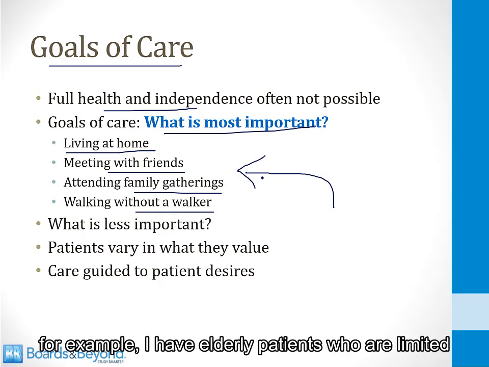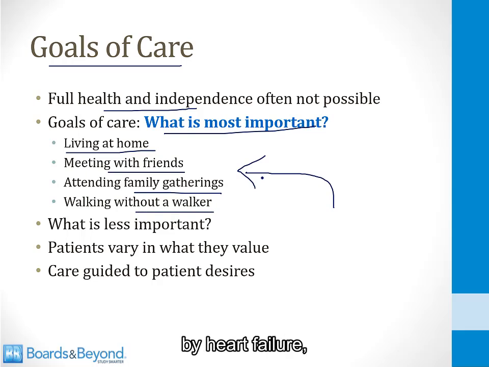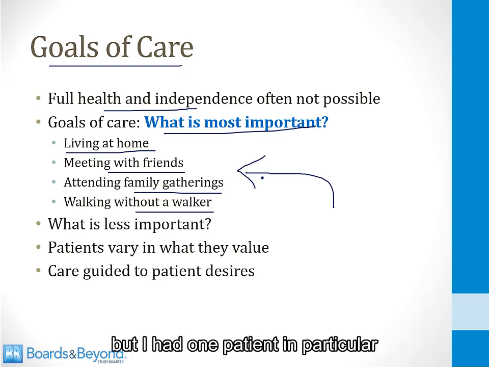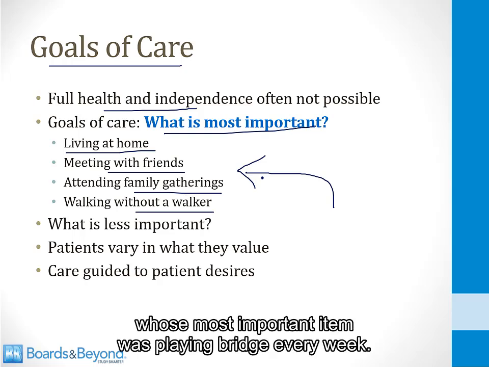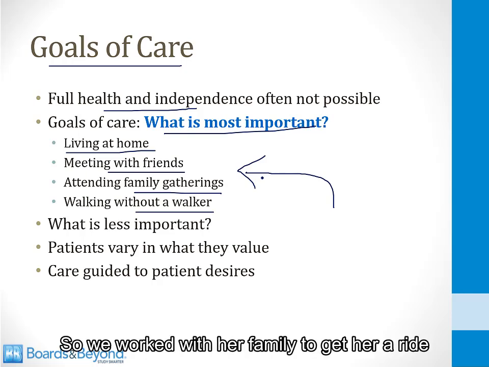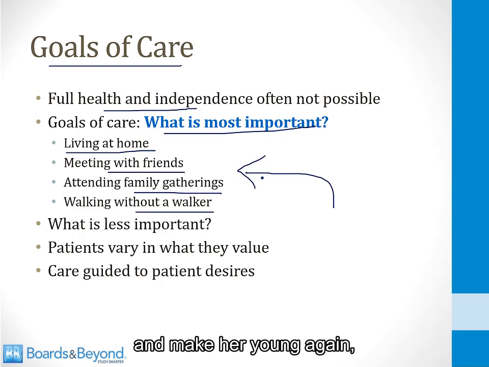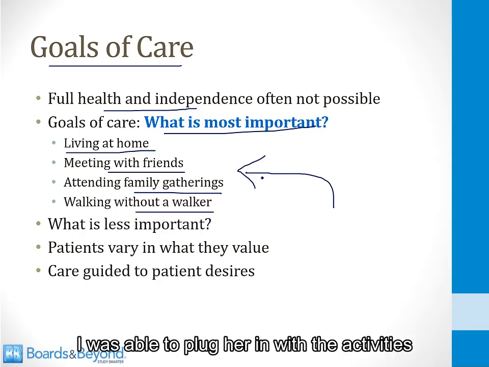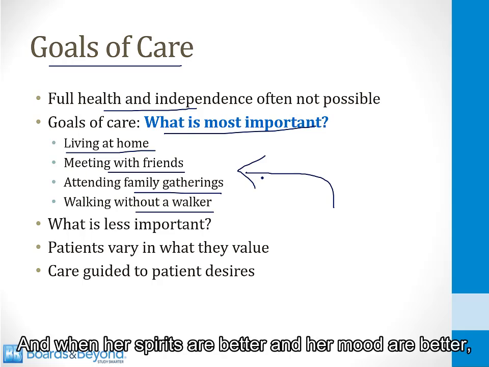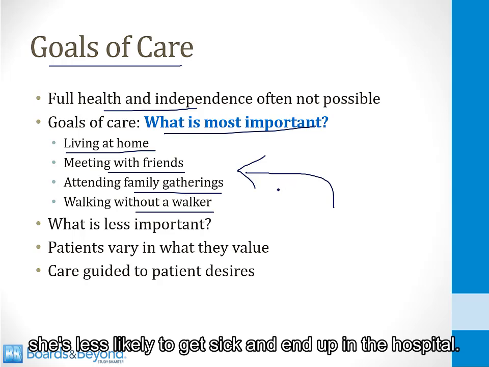For example, I have elderly patients who are limited by heart failure, but I had one patient in particular whose most important item was playing bridge every week, so we worked with her family to get her a ride so she could play bridge. So even though I couldn't reverse her heart failure and make her young again, I was able to plug her in with the activities that are most important to her. And when her spirits and her mood are better, she's less likely to get sick and end up in the hospital.